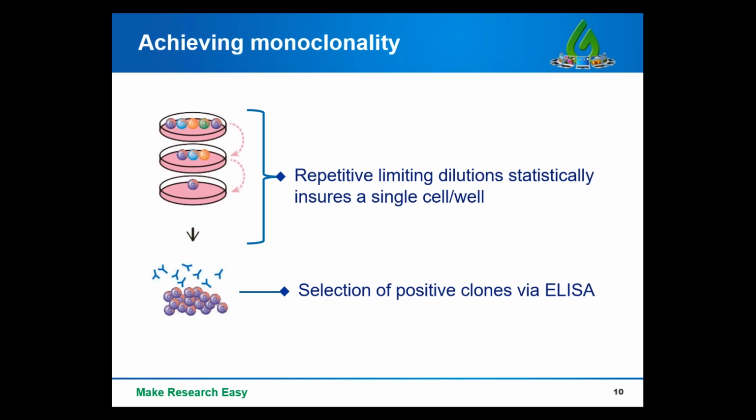Once hybridomas are created, repetitive limiting dilutions ensure that single cells are isolated and allowed to clonally expand. At this point, supernatants from the limiting dilutions may be probed via ELISA for positivity. Selected clones should then be expanded and placed into factories for antibody production. Purification from hybridoma factories only requires immunoglobulin specificity, as target specificity has been accomplished through positive clone selection.